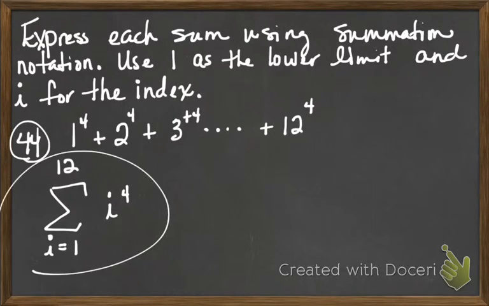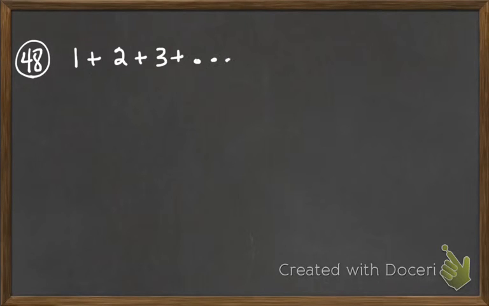So they're asking you to create the summation problem if they have the terms written out with the plus signs in between them. As you can imagine, this is probably going to get harder. So let's jump to number 48. Same set of directions. All right, so you have 1 plus 2 plus 3 plus ... plus 40.